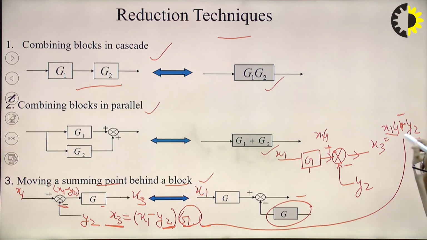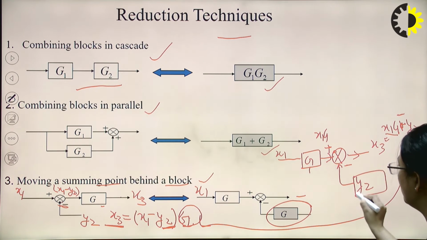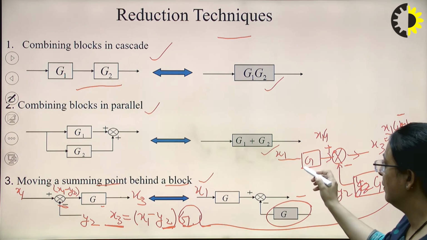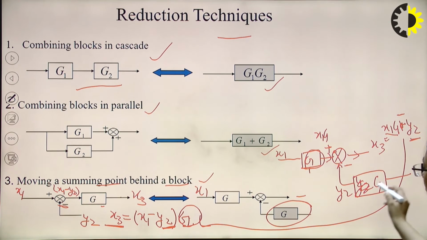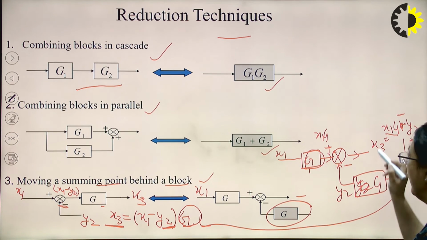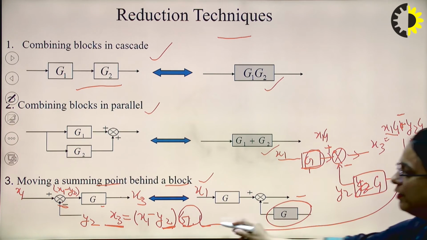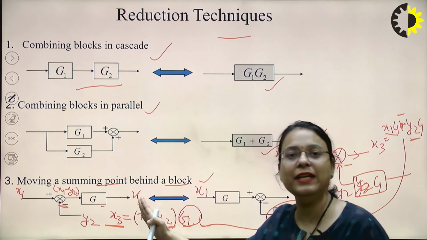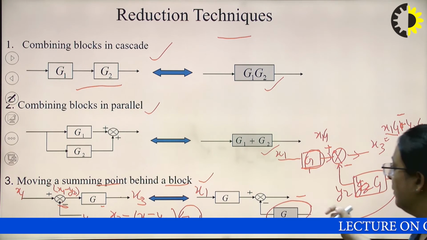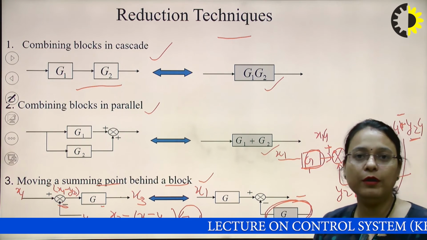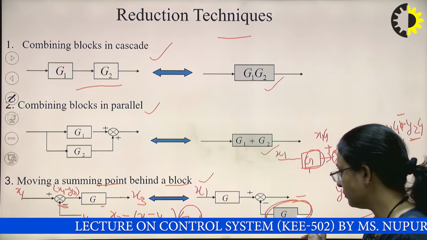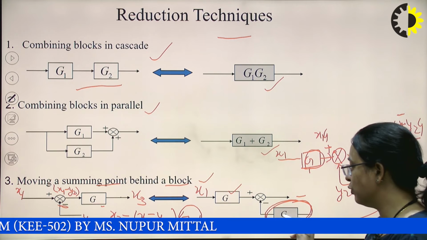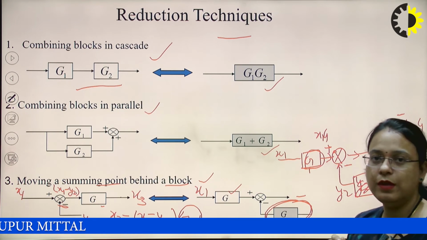Because of this change in input, we have to multiply y2 with a block which has the same transfer function as this block, that is g. Now when I multiply y2 with g, I get y2 into g, and you can see there is no change in the output. So whenever we move a summing point behind any block, we need to add a block in series, having the same transfer function as the other block, connected in series with the summing point.